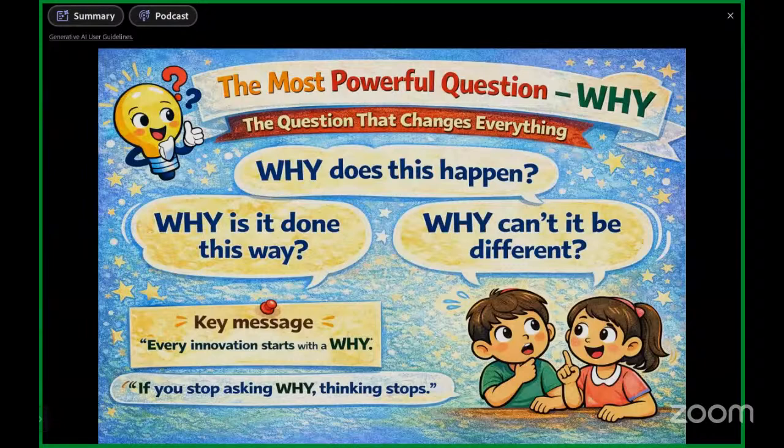Never back down from asking why. Understand the reason, understand why you're doing what you're doing. Only then you start innovating. Only then, that is the first step to becoming a scientist. As it is written here, if you stop asking why, thinking itself stops. The basis of thinking is asking why.